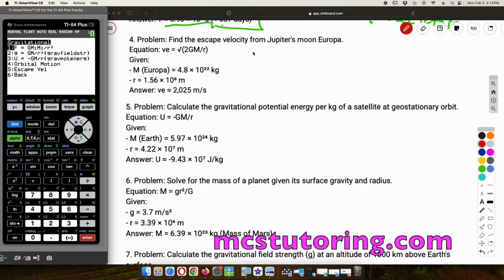Okay, in any case, find the escape velocity from Jupiter's moon Europa. Okay, good. Escape velocity.